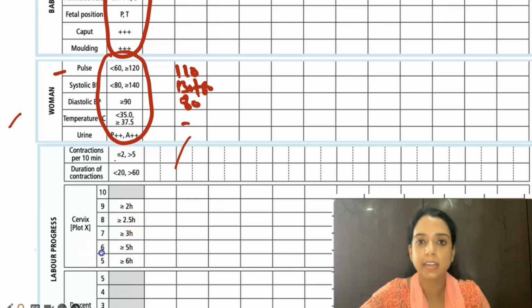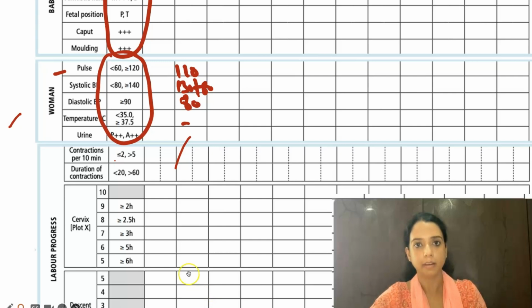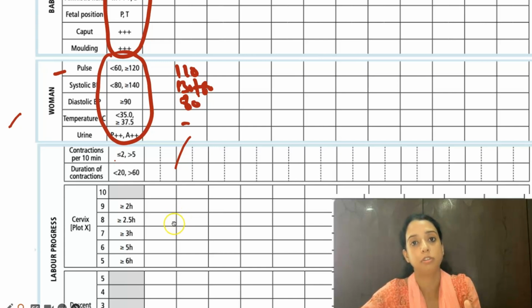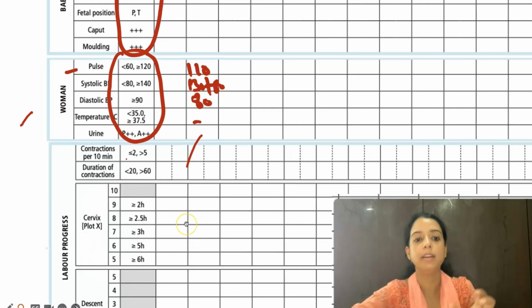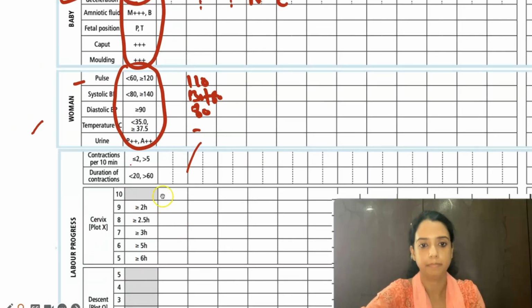So if she is 6 centimeter and even after 5 hours she is still 6 centimeter, I'll circle it, I'll make an action plan. I'll see the contractions, I'll see whether she needs cesarean, I'll assess cephalopelvic disproportion. So those action plans will be done. This is the major change from the WHO modified partogram.